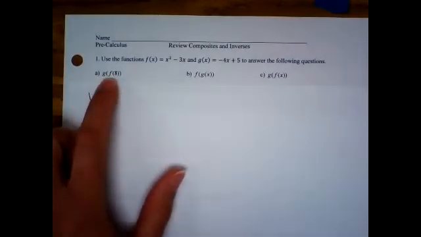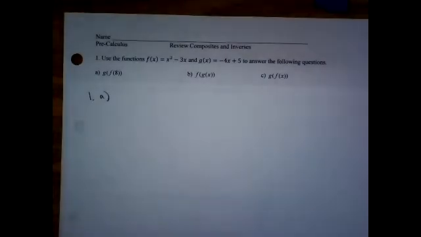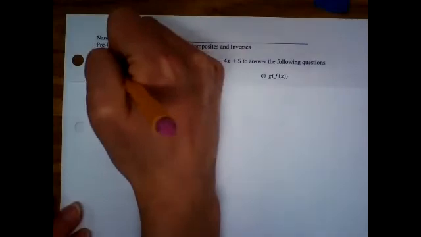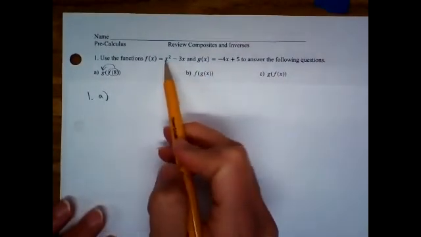G of f of 8, which function are we going to plug into first? Good, function f, you start with the inside one. So you're going to do f of 8, and whatever you get, you'll pass it along to function g. So it's like the telephone game. Whatever you get, it's going to get plugged into function g. All right, so let's do f of 8 right here.